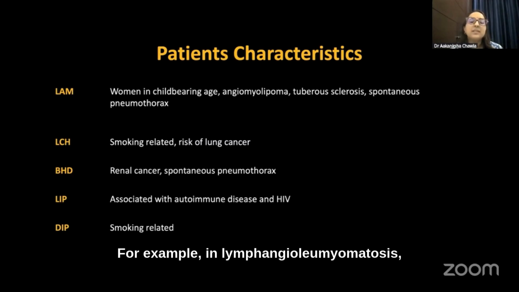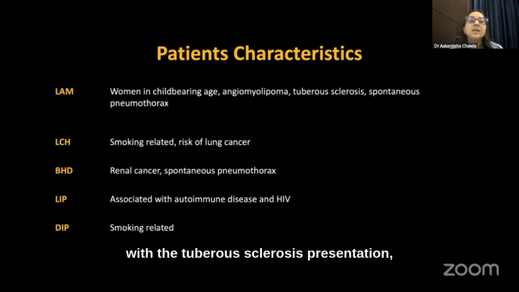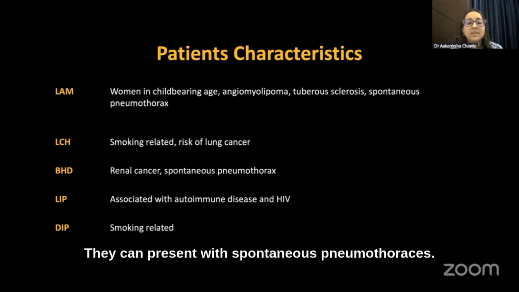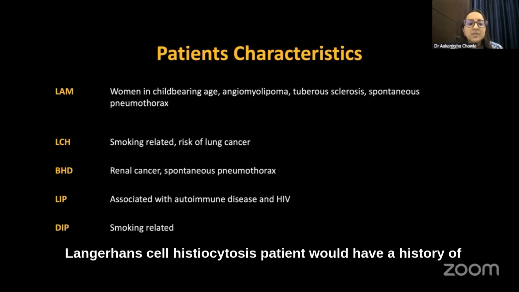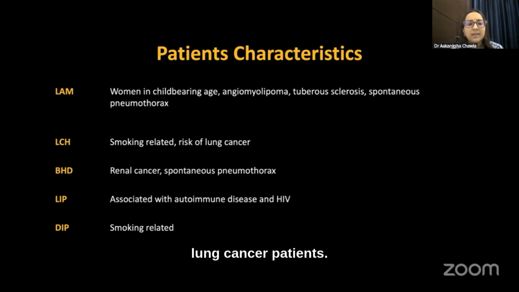For example, in lymphangioleiomyomatosis, you would have women of childbearing age, maybe with the tuberous sclerosis presentation on the abdominal CT. There might be presence of angiolipomas. They can present with spontaneous pneumothorax. A Langerhans cell histiocytosis patient would have a history of smoking. There's always a high risk of lung cancer. Sometimes it is retrospectively found out in lung cancer patients.